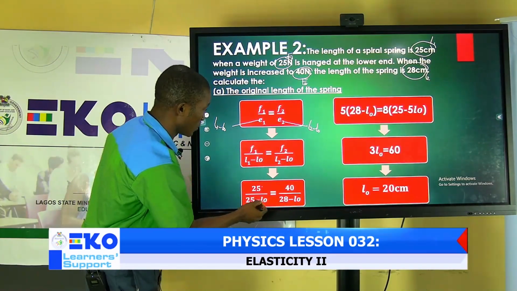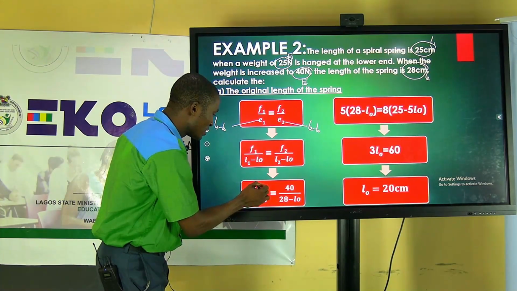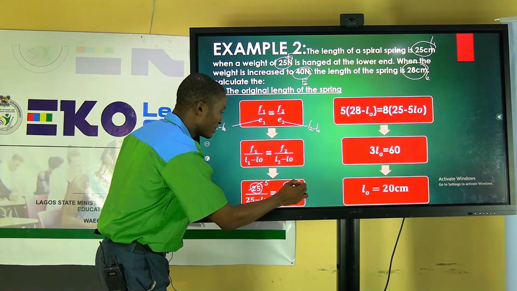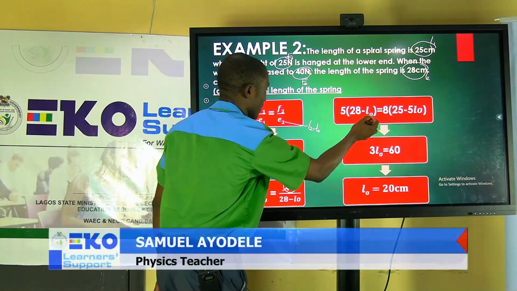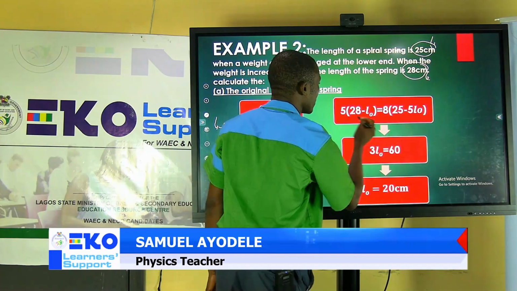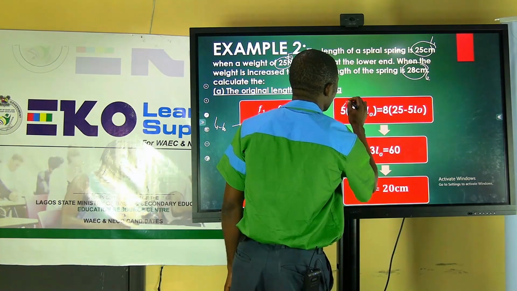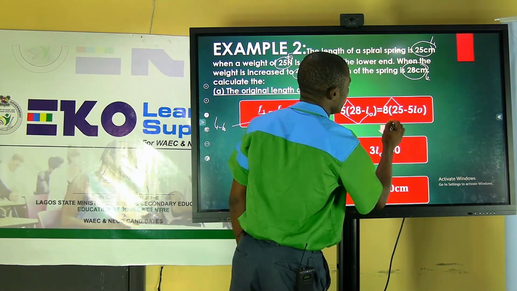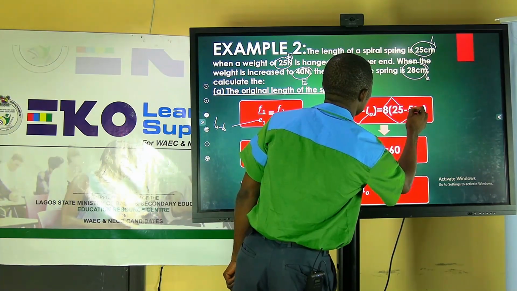So when you cross multiply, now what happened here is this. This is the numerator, this is the numerator. 25 over 5 and 40 over 8 simplify, so 5 here and 8 here. So cross multiply: 5 multiplies this, that's going to give you 5 times 28 minus L0. Then 8 times this, that's 8 times 25 minus L0. That's what you have here. So when you multiply 5 by 28, you also multiply 5 by L0. Then 8 times 25, you multiply 8 by L0.